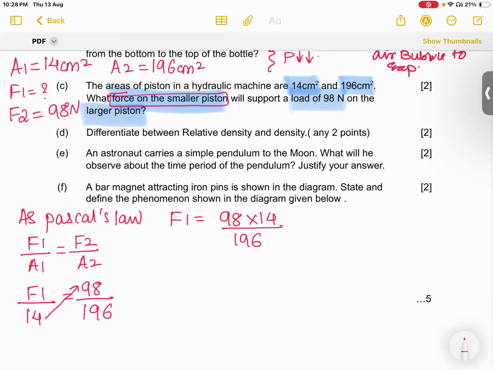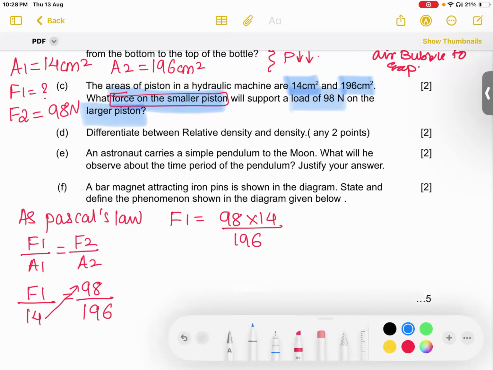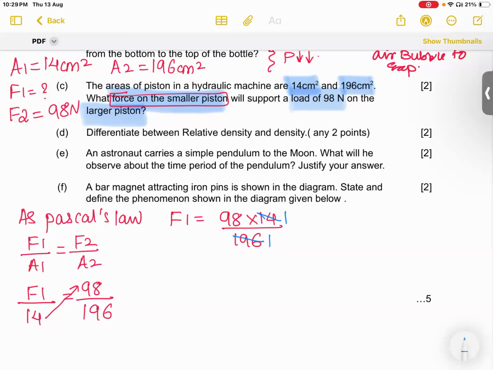I think 14 into 14 gives me 196. Let us confirm: 14 into 14, yes, it is 196. So this is 1 and this is 14 times. And 98 divided by 14 is 7. So I will be getting the value of F1 as 7 Newton. That's the value of the force we have.